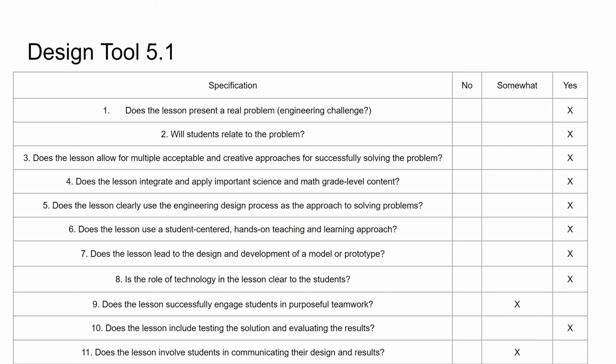Definitely yes. And does the lesson involve students communicating their design and results? Somewhat, but I would say yes.